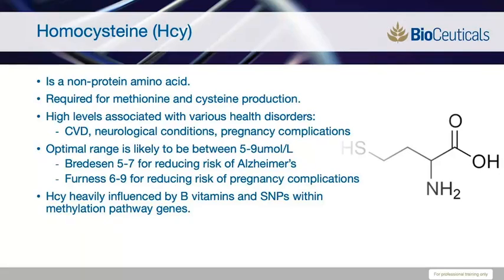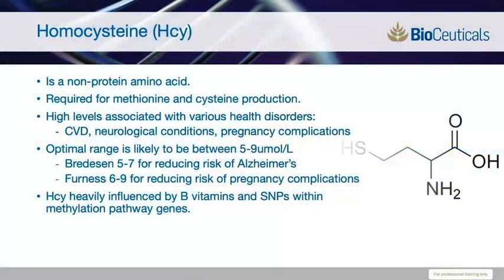So studies in relation to cardiovascular disease definitely suggest under 9 to prevent cardiovascular disease. Dale Bredesen recommends 5 to 7 for reducing risk of Alzheimer's. So these are people that already have early cognitive decline, so that's much lower end. And then research that I have done, I would say between 6 to 9 for reducing risk of pregnancy complications.